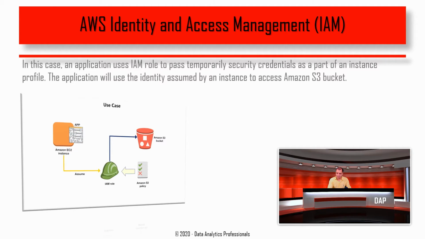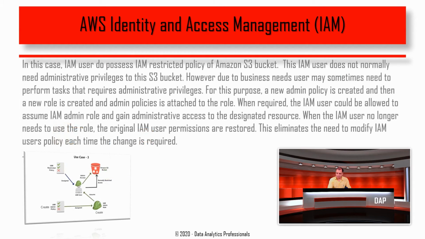Now in this case, an application uses an IAM role to pass temporary security credentials as part of an instance profile. The application will use the identity assumed by an instance to access an Amazon S3 bucket. If you see here, there is an application on an Amazon EC2 instance, and it assumes the role, and the role has some policies attached, and then it can access the Amazon S3 bucket. This is one of the use case scenarios.